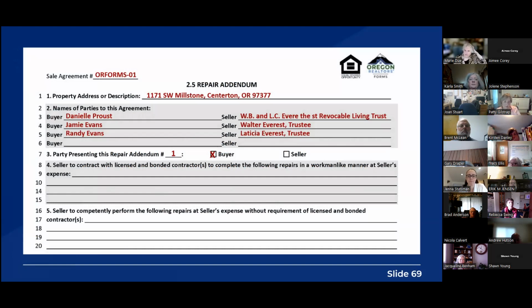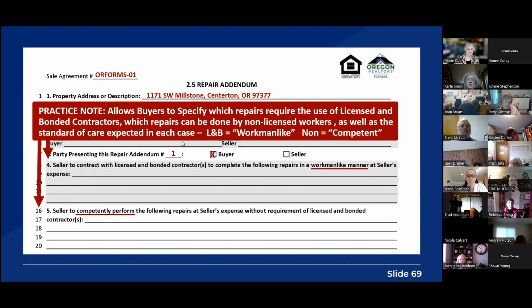So repair addendum, see it's an addendum, so it's always going to be under a 2. Same top. Party presenting this repair addendum number 1. Is it the buyer or the seller? And so the seller to contract with licensed and bonded contractors the following. This form actually allows the seller to do some of the work. We want to make sure that it is workmanlike, as well as non-licensed.